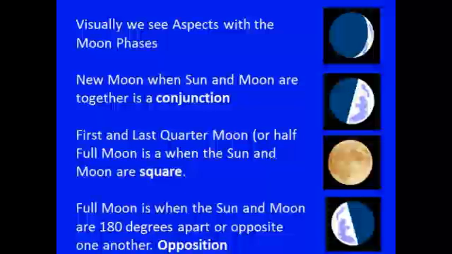Now, the full moon is when the sun and the moon are opposite, 180 degrees apart from each other. And basically, that's when the moon rises as the sun sets, or the sun rises as the moon sets. It's a 180 degree aspect. So that's just a little quick look at that.